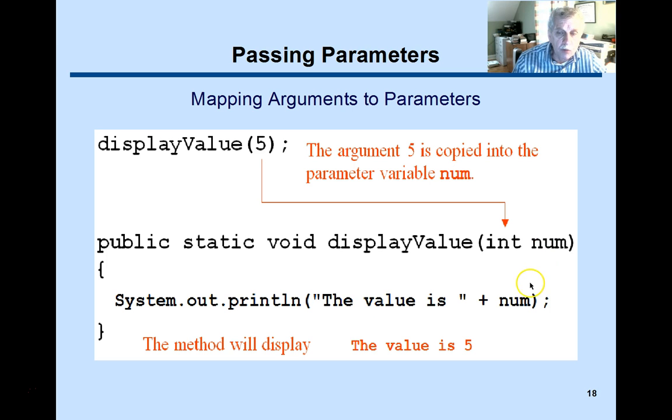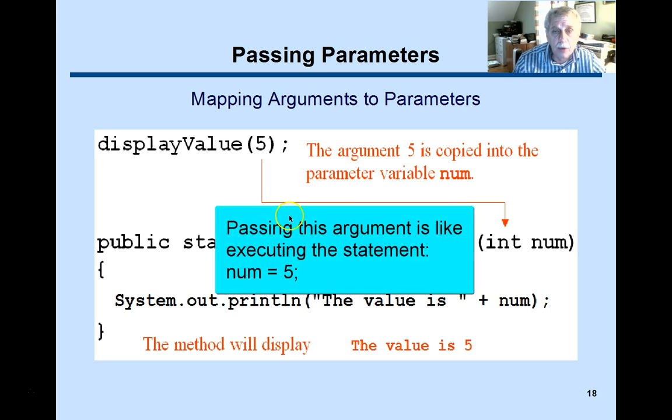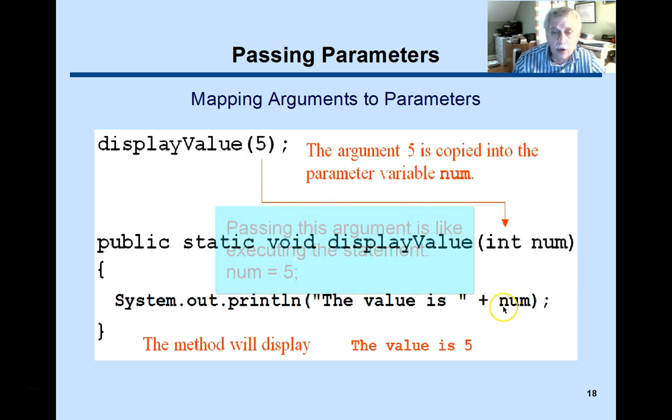Once num has been received, I can utilize it within the statements that constitute the body of the method. Here, I'm simply taking whatever that value is and displaying it to the console. But how did num get the value? What we can think of as happening here is that num gets assigned whatever was passed here as an argument. It's kind of like there's an assignment statement that occurs during the call. Num is assigned 5. Then when I refer to num, I have that value of 5 and I can operate on it.